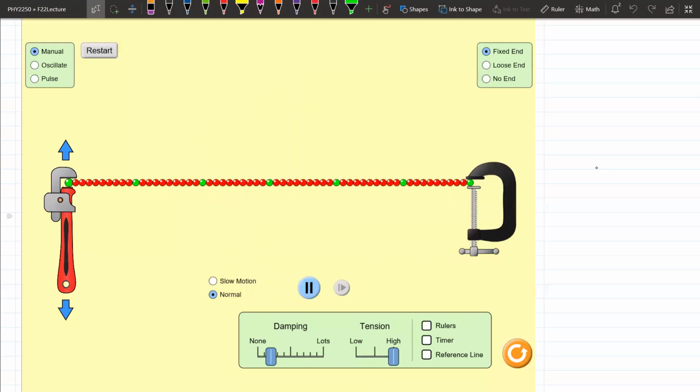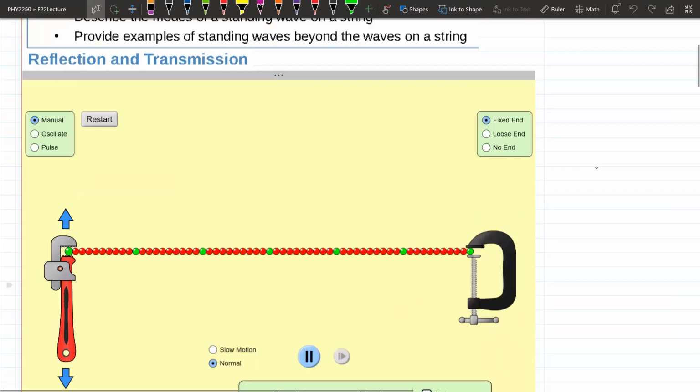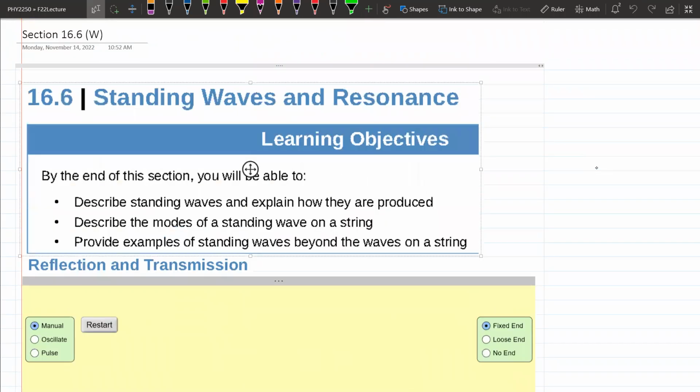So this last section of chapter 16 is on standing waves. Standing waves are a neat phenomenon that you're going to see about waves. It's also known as resonance because you're going to see why a particular wavelength or frequency of wave will resonate in a particular length of string.